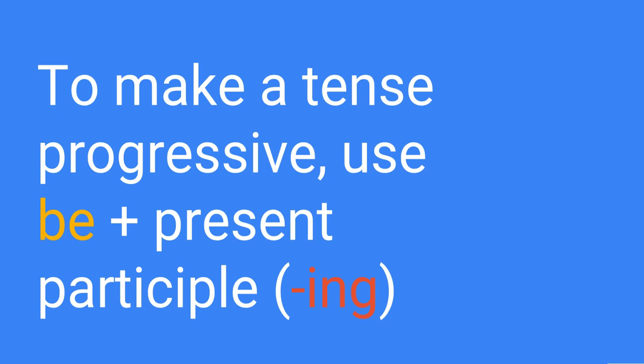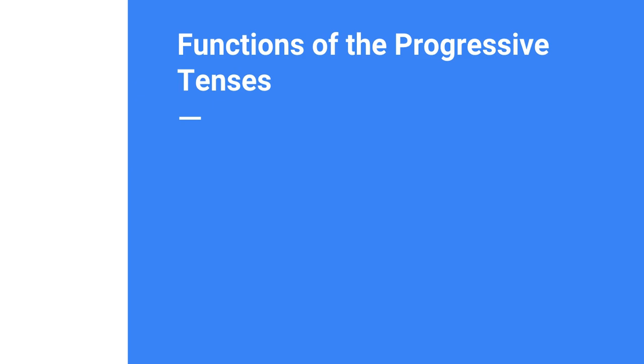So to make a tense progressive, you're going to use the helping verb be, a form of be, plus the present participle, that one that ends in ing. So the helping verb becomes be, some form thereof, and you will add ing to your main verb.